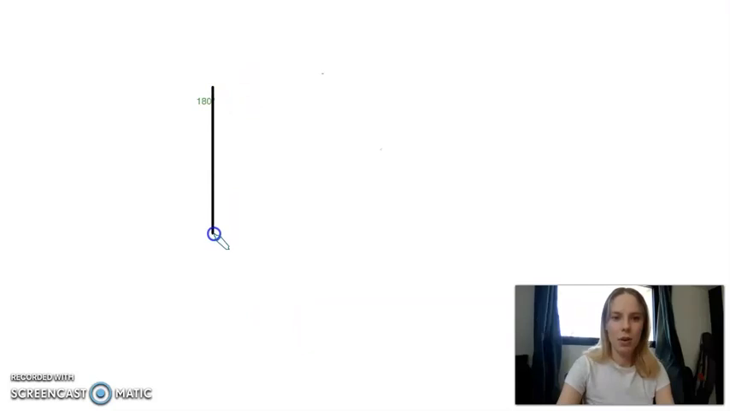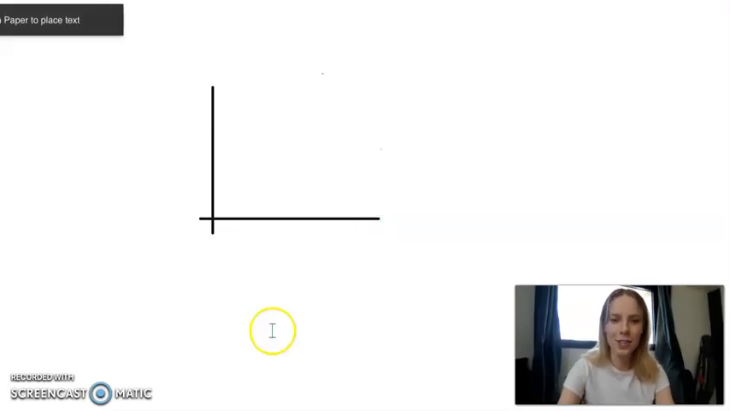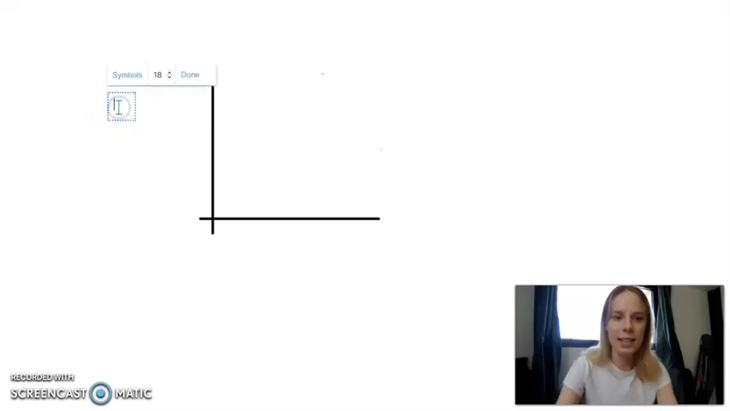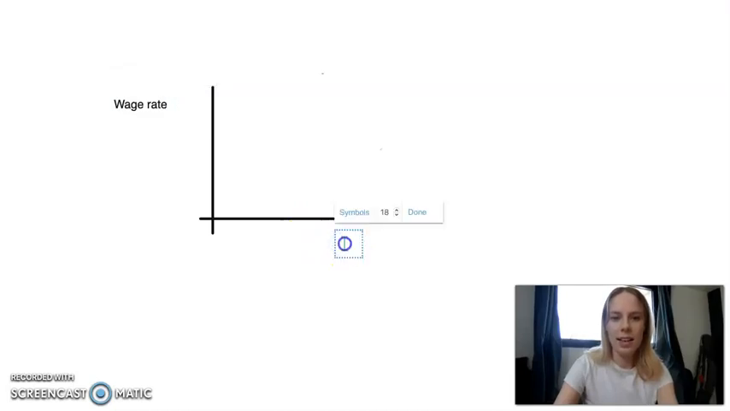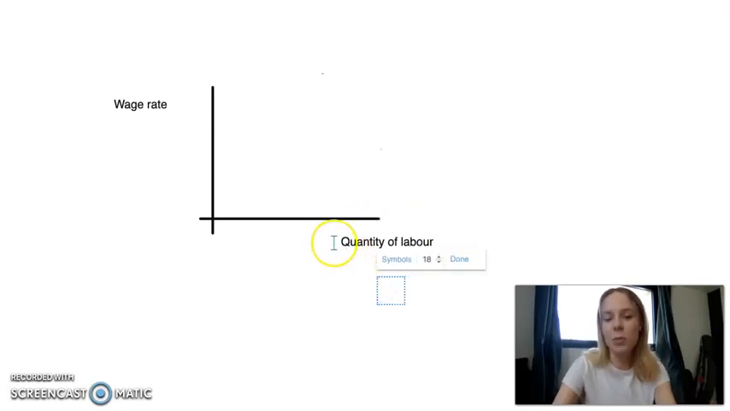So I'm going to draw axes here. Now it's always good to use a ruler, as I'm sure your teachers have told you, and to remember to label our axes. So here we've got our y-axis, and this is going to be wage rate. And on the x-axis, we're going to have the quantity of labour. This is synonymous to the level of employment, or how much labour a firm wants to hire. So now what we're going to do is draw our supply and demand curve.